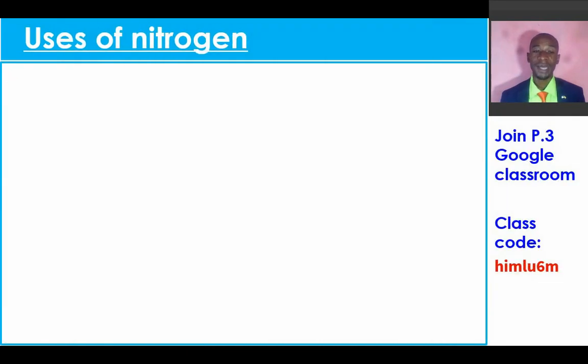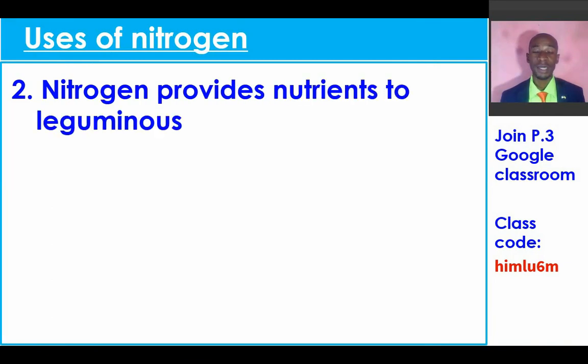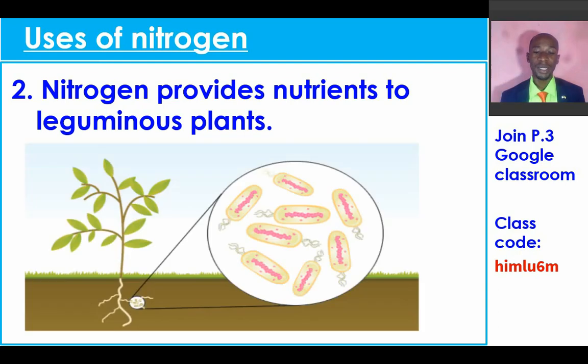Number two, we are seeing that nitrogen provides nutrients to leguminous plants. What are leguminous plants? Do we know them? How do they look like? So here we have a picture of a leguminous plant, and what makes them different from others is this feature you are seeing here. So they have what we call root nodules on their roots.